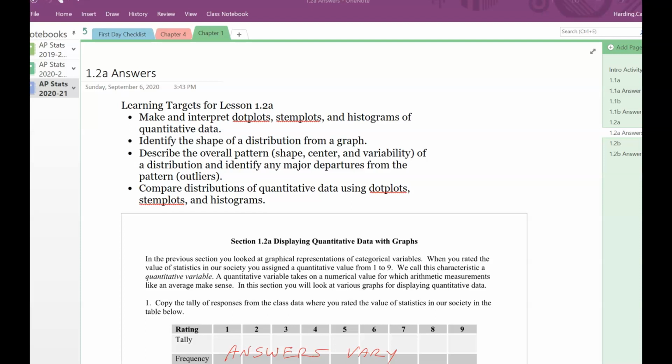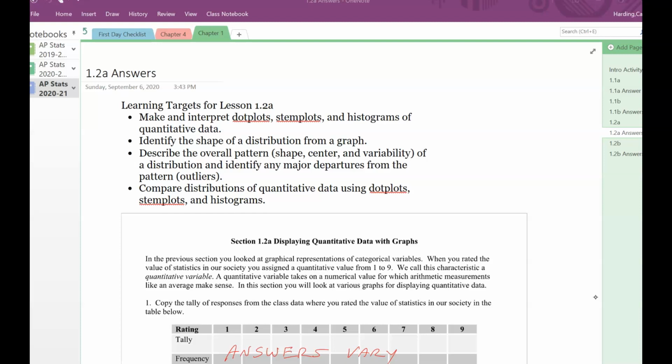Identify the shape of a distribution from a graph. Describe the overall pattern, including shape, center, and variability of a distribution, and identify any major departures from the pattern, which are called outliers. We're also going to compare distributions of quantitative data using dot plots, stem plots, and histograms. There's going to be a little bit of new vocabulary today, so make sure that you're paying attention to the new words that we're using to describe a distribution.